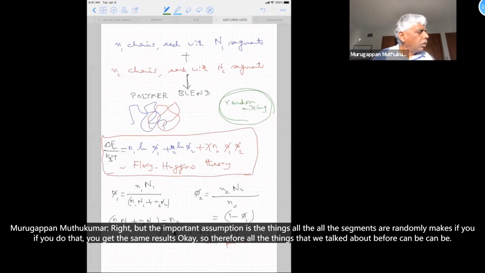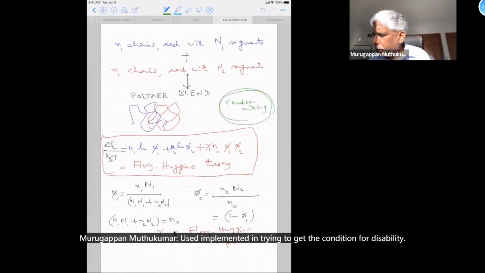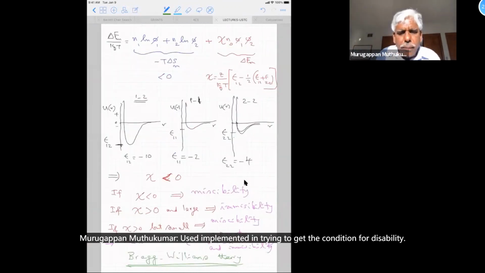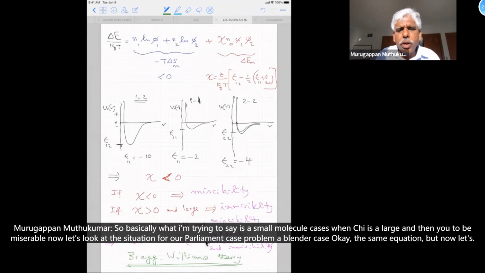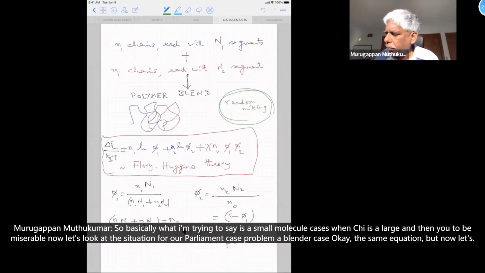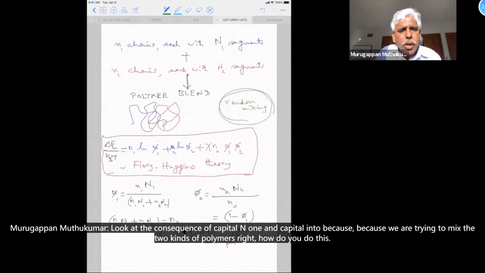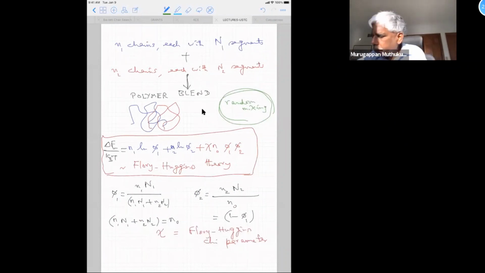Okay, so therefore, all the things that we talked about before can be used, implemented in trying to get the condition for miscibility. So basically what I'm trying to say is in small molecular cases, when chi is large, then it will be miscible. Now let's look at the situation for our polymer blend case. Okay, the same equation, but now let's look at the consequence of capital N1 and capital N2, because we are trying to mix two kinds of polymers, right? How do we do this?